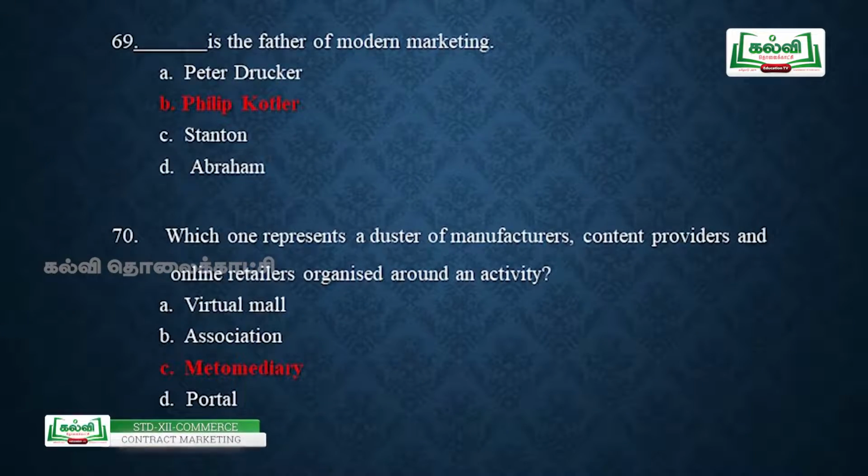Okay, then next we pass on to question number 69. Dash is the father of modern marketing. We have 4 options. Option A, Peter Drucker. Option B, Philip Kotler. C, Stanton. D, Abraham. We know Peter Drucker deals with MBO, management by objectives. We all know Abraham deals with the motivation theory.